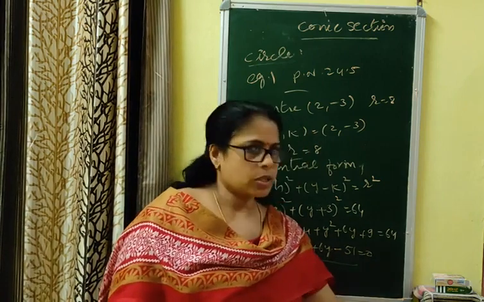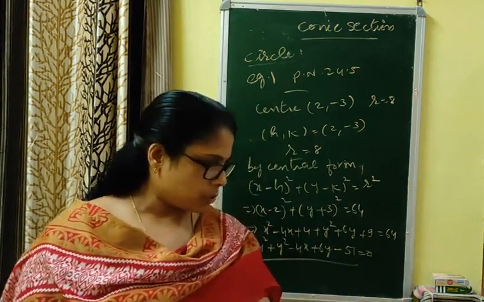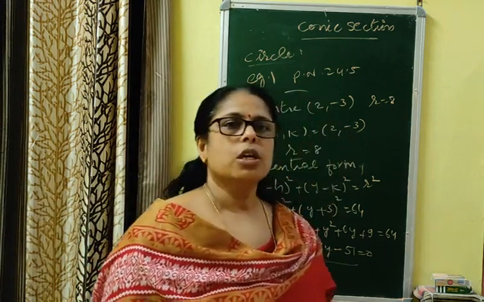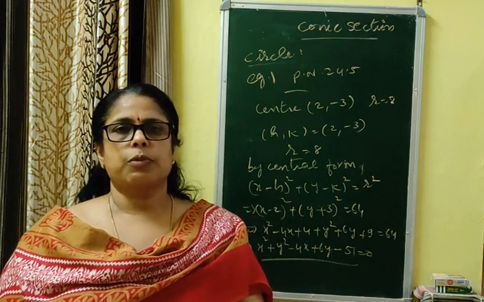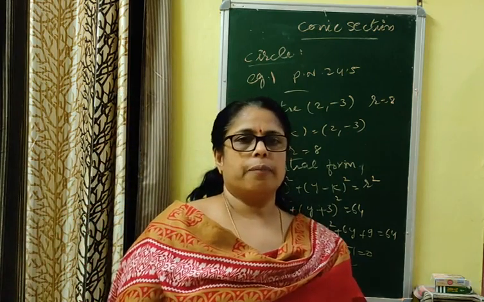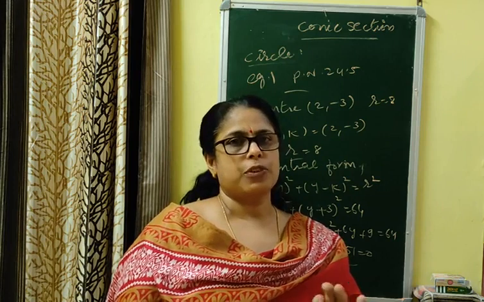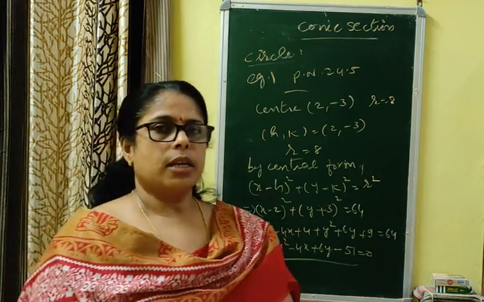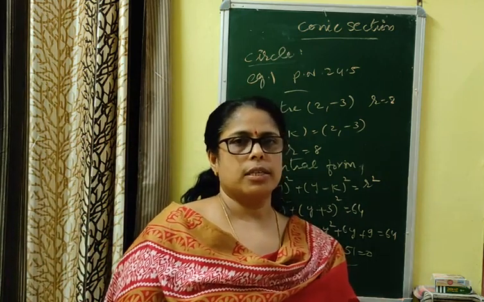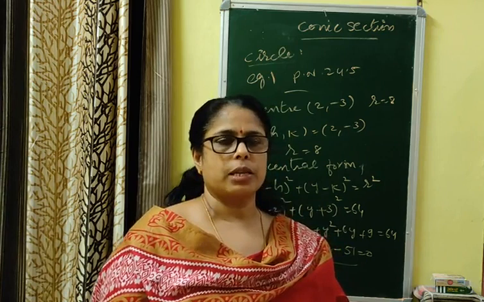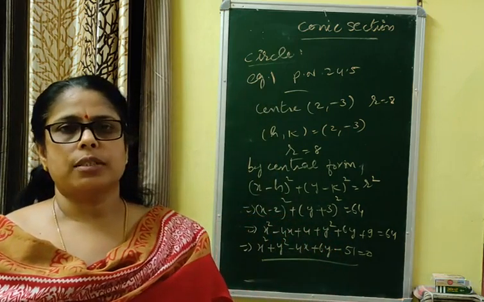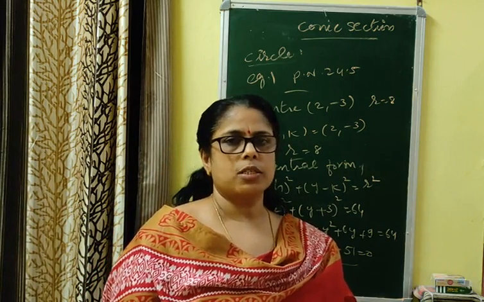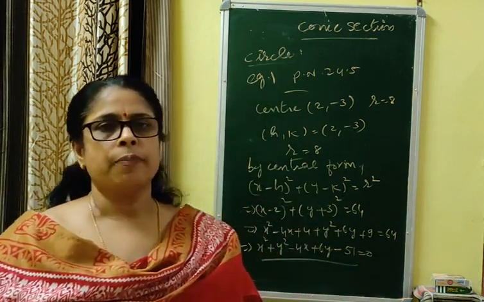Today we have studied a new topic, that is circle. What is the definition of a circle? Once more reminding you, this is very important. A circle is the locus of a point which moves in such a way that its distance from a fixed point in the plane is constant. The fixed point is the center and the fixed distance is the radius. There are two forms of the equation of a circle: the first one is the central form, the second one is the general form, which we will study later. In central form, if the center is given as (h, k) and the radius equal to r, the equation of the circle is (x minus h) whole square plus (y minus k) whole square equal to r square.